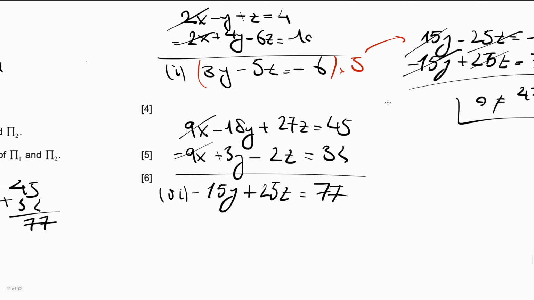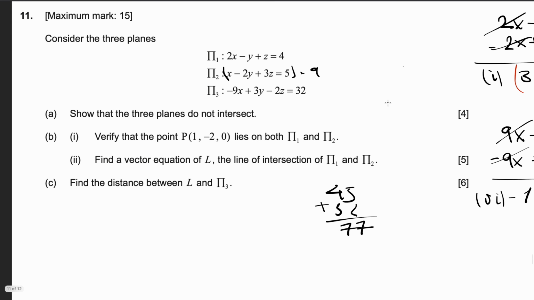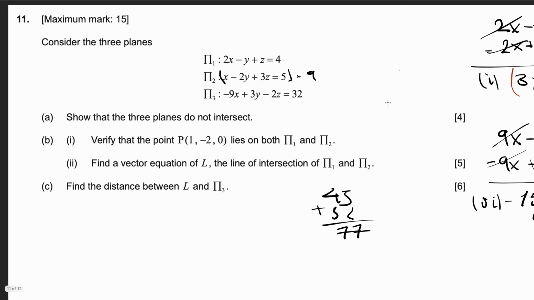Alright, and in B(i), we're told to verify that the point P(1, negative 2, 0) lies on both P1 and P2. You can substitute in the coordinates of P into both these equations and see if it is true. So I'm going to skip that.